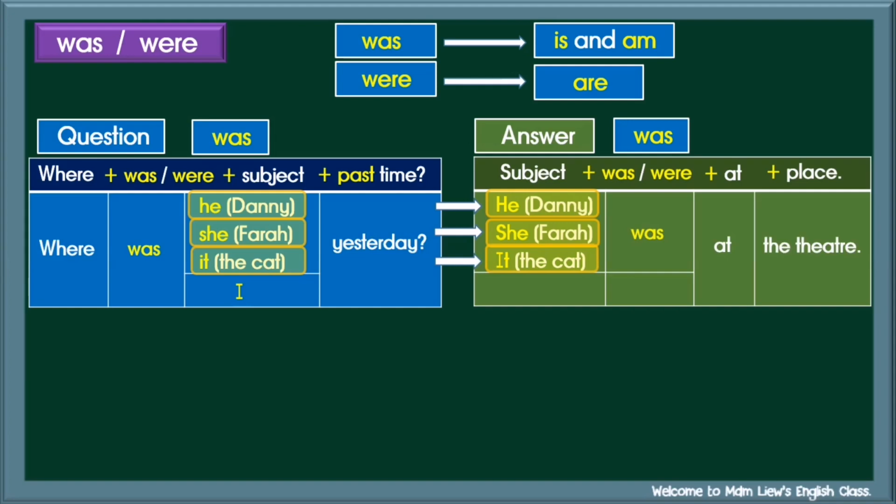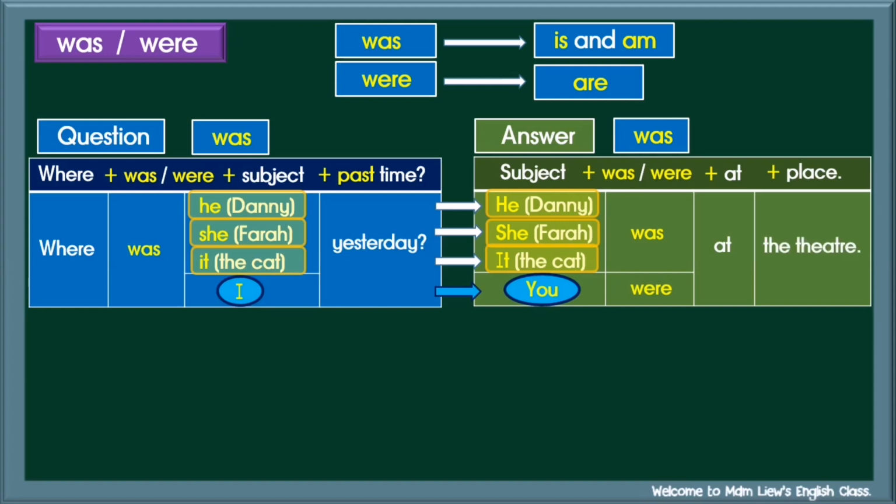4. Where was I yesterday? To answer the question, for special subject I, you need to change I to special subject you, followed by the be verb. For special subject you, you need to use were, then at the theater. Question: where was I yesterday? Answer: you were at the theater.